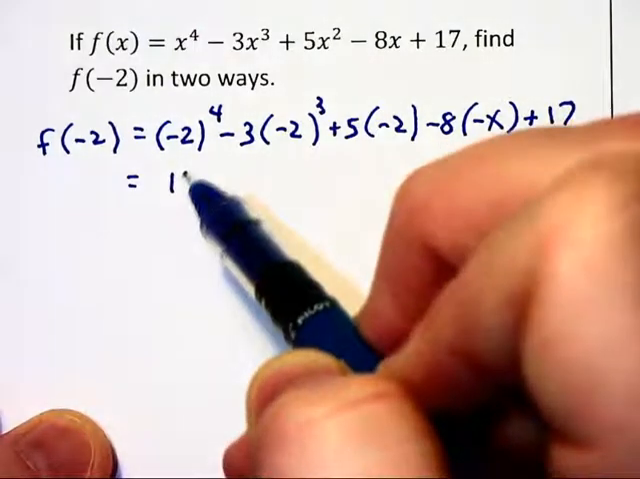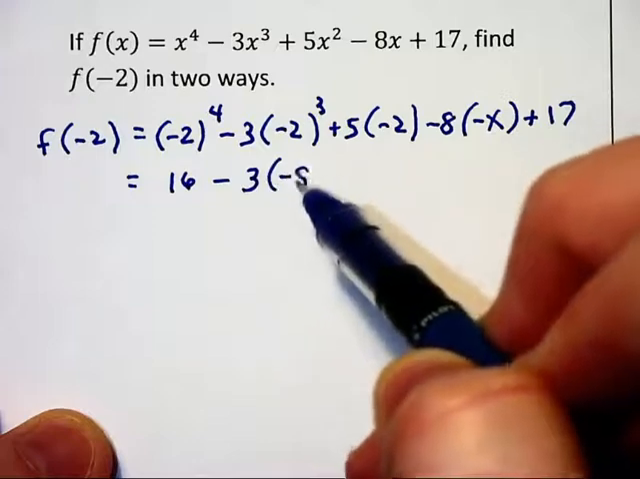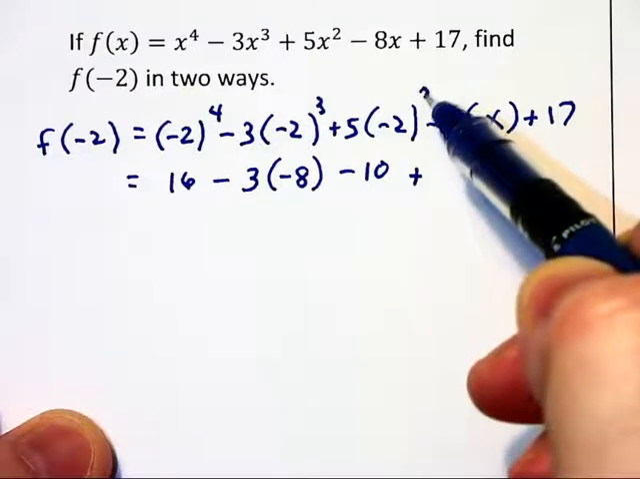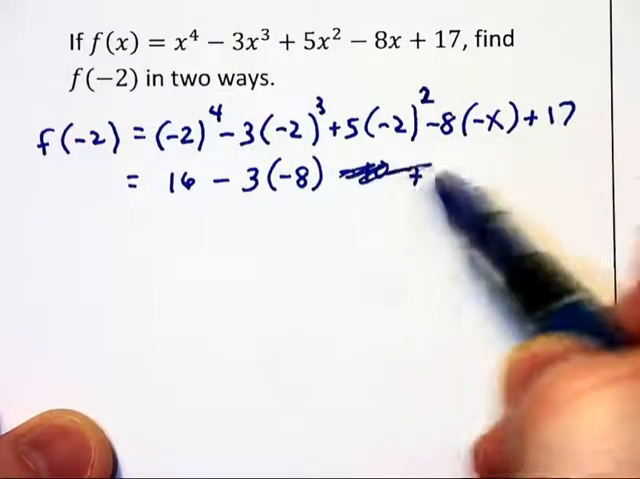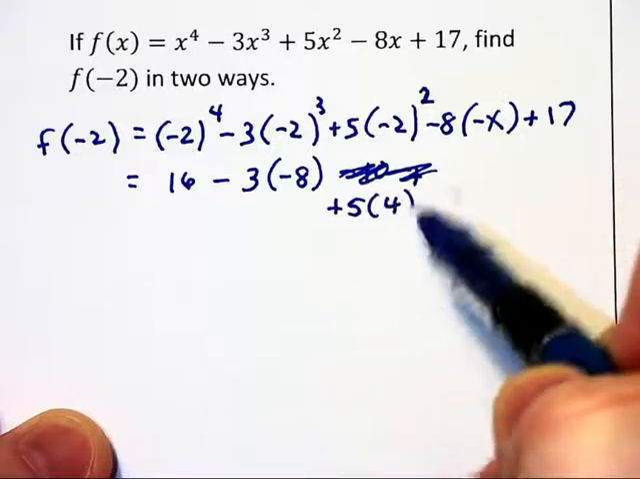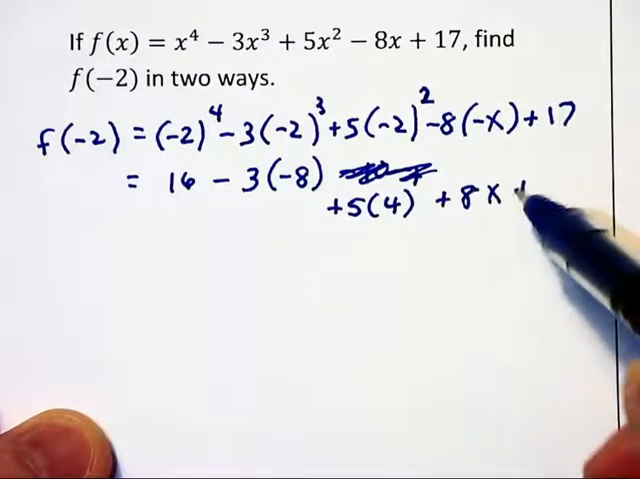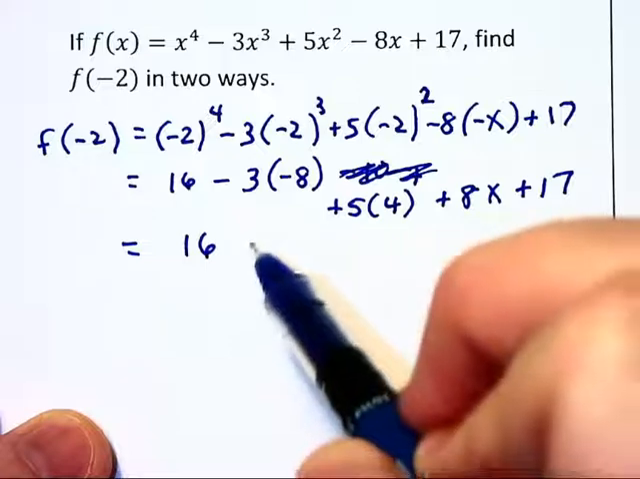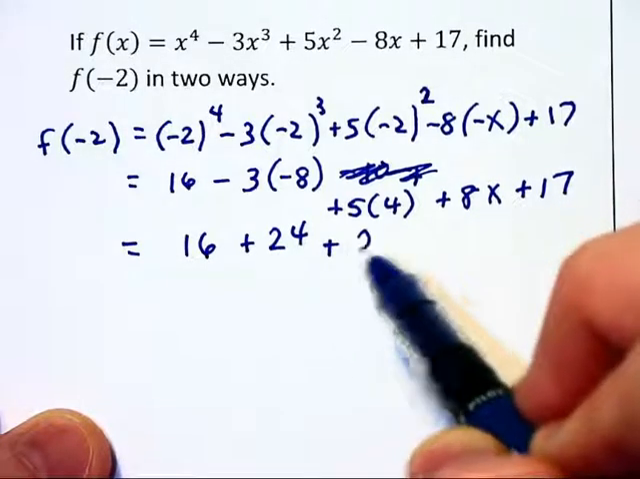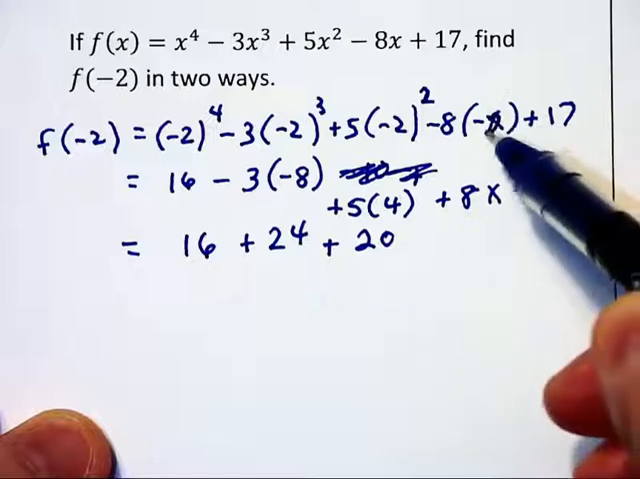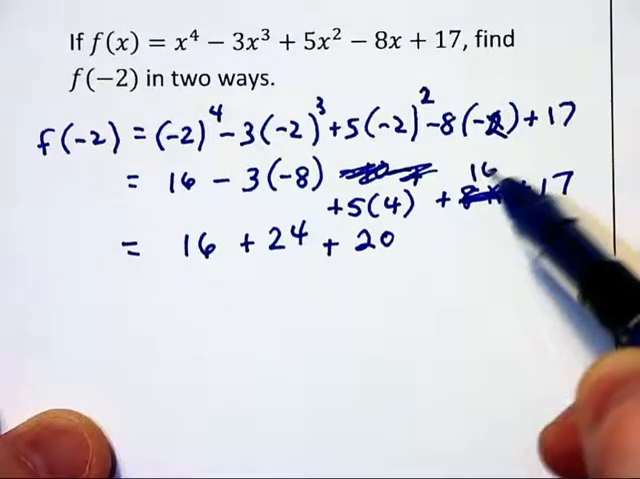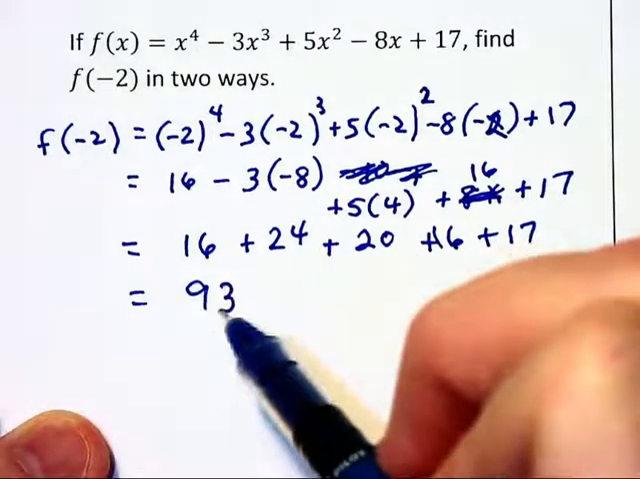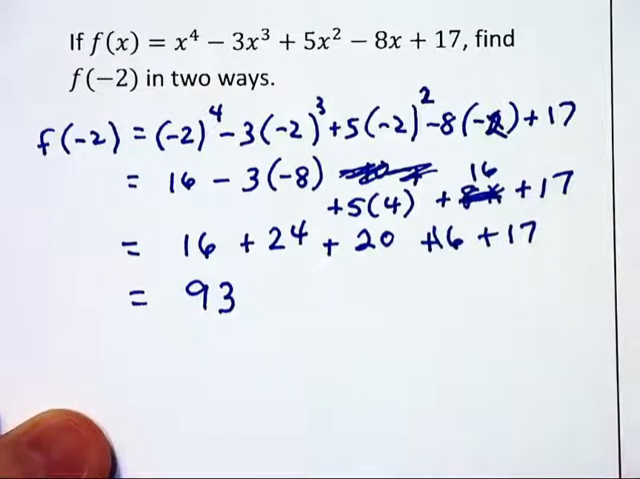Negative 2 to the fourth is 16. We would then have minus 3 times negative 8, minus 10 plus, whoops, that should be a square, so that's going to be minus, plus 5 times 4, then plus 8x plus 17. Okay, lots of little places we can make mistakes here. This becomes 16 plus 24 plus 20. And I forgot to change that to a minus 2 up above, so this is really a 16 and a plus 17, and this all adds up to 93. Notice how, lots of places where you can make mistakes.